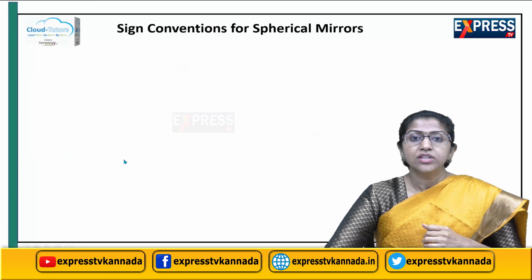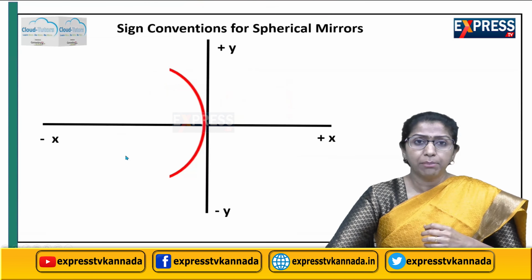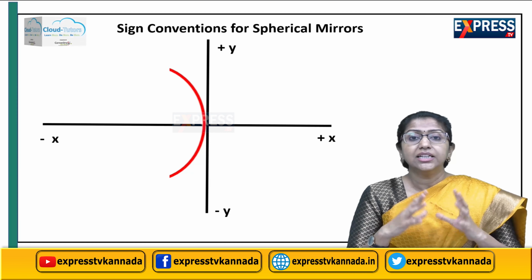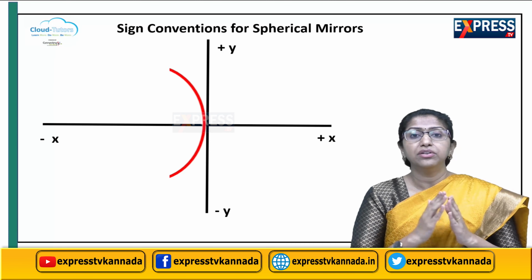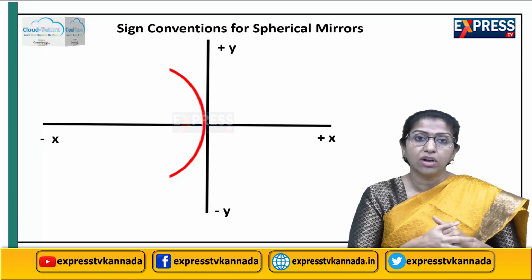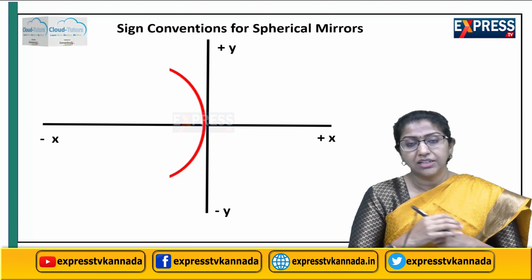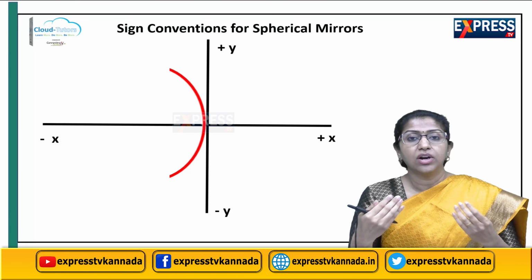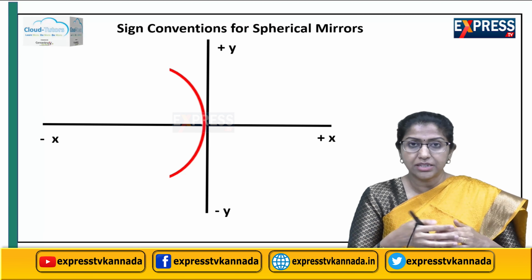Okay, so the final topic that is quite important when it comes to spherical mirrors is the sign conventions. Sign conventions are very, very important in order to solve a spherical mirror problem. You will see why when we solve a problem. Now, what are these sign conventions and why do we need them? We need them in order to locate the image and to understand the kind of image that is formed by a spherical mirror.